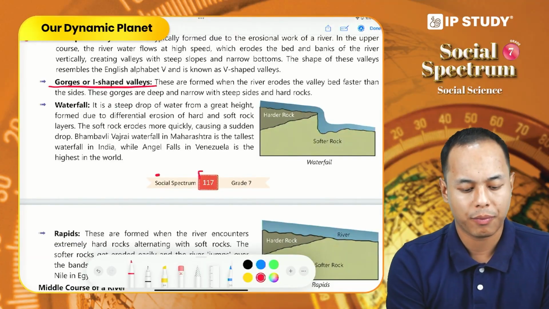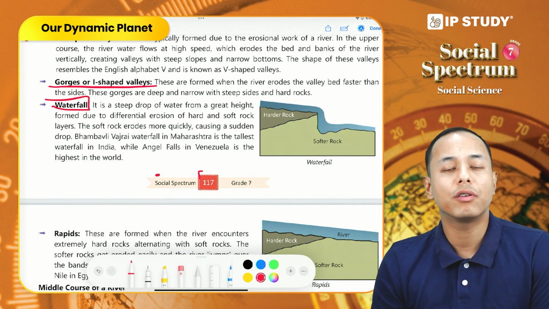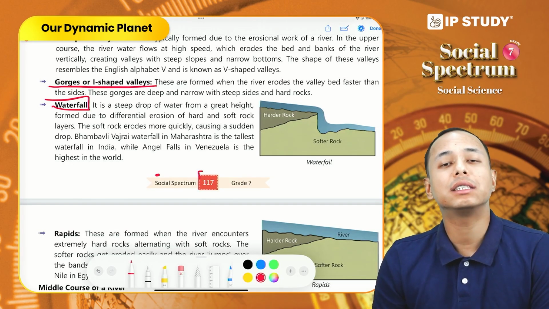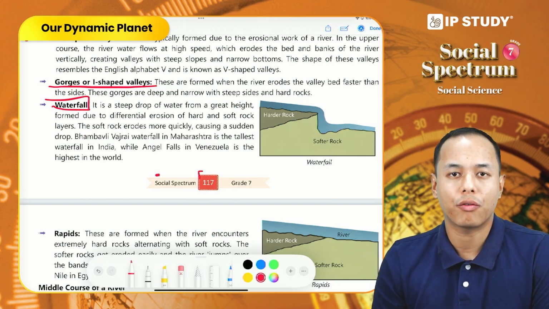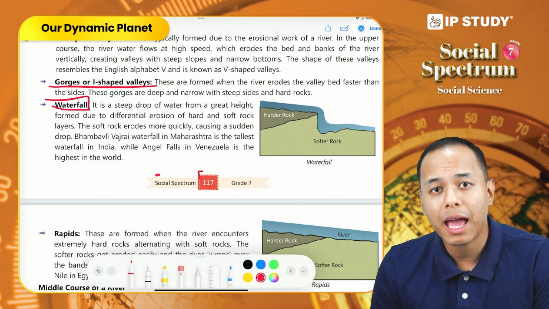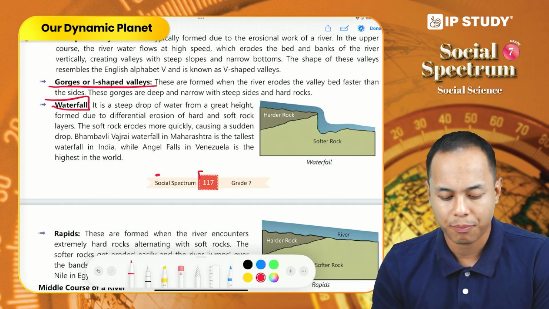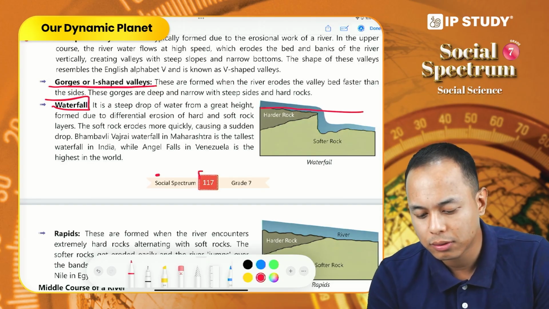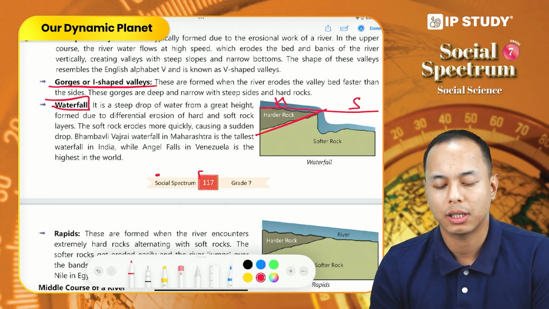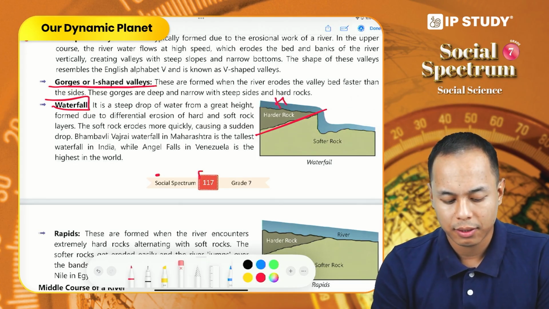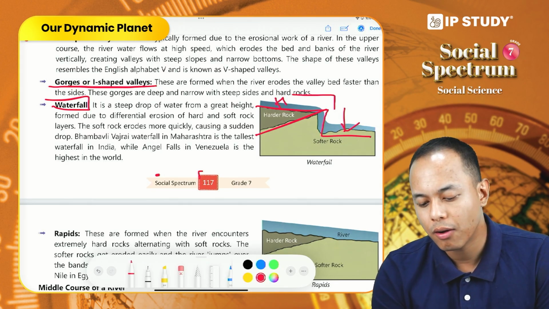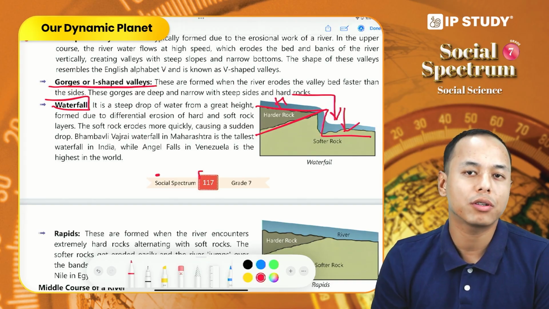Now comes the waterfall. When the water of the river falls from a certain height, waterfalls are created. And waterfalls are created when there is a band of hard rocks and soft rocks. So the river erodes the softer rocks at a greater speed. As a result, there is a change in the landscape. As we can see here, this is a harder rock. Suppose the original landscape was like this, and this was harder rock and this was softer rock. But in course of time, the river eroded the softer rocks, and as a result, there is a fall of water here, leading to the formation of a waterfall.